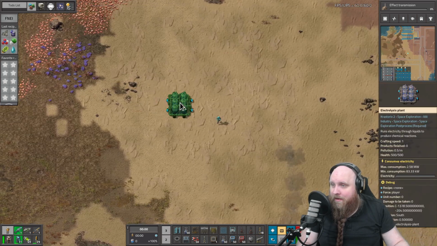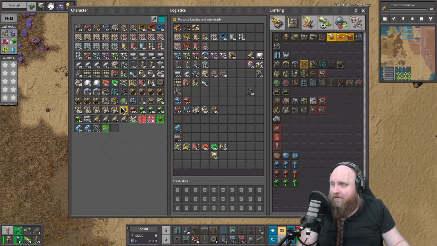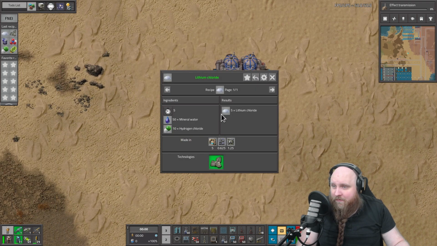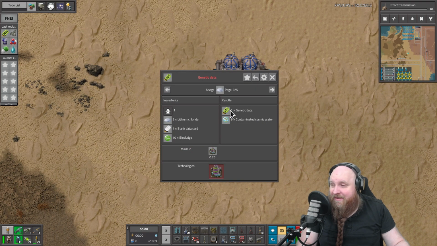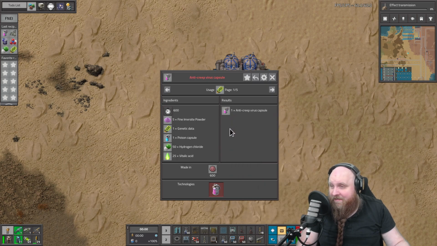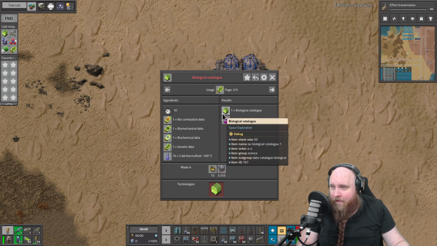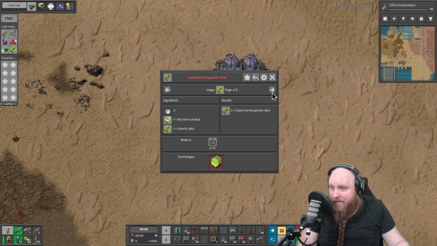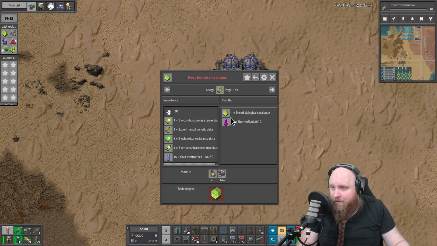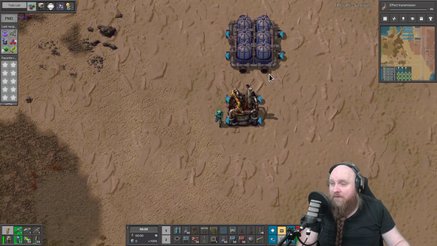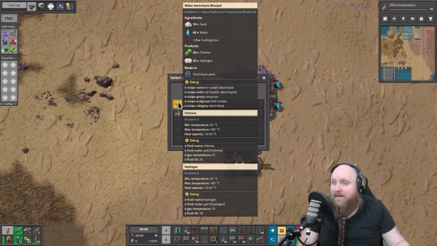In the meantime, lithium chloride, what do we need? We need one of these, and we definitely need one of these. How much lithium chloride do we need? That's a good question. I mean, genetic data eats quite a lot of it, and genetic data is the base of quite a lot of the later recipes, especially in terms of biocultures, biological catalogs, experimental genetic data, which is also part of the broad biological catalogs, which you all need for a whole bunch of stuff later on. So lithium chloride is definitely something that is kind of important to make.